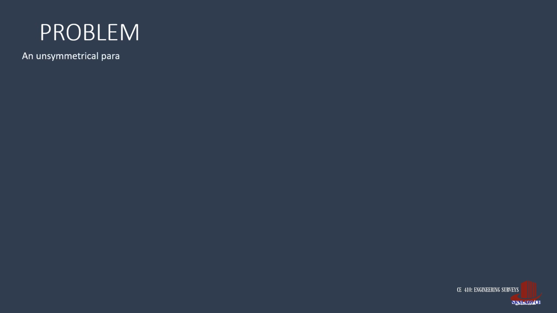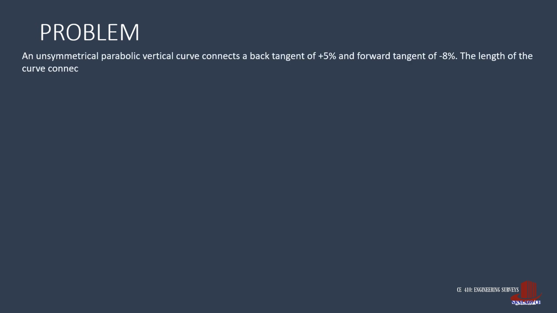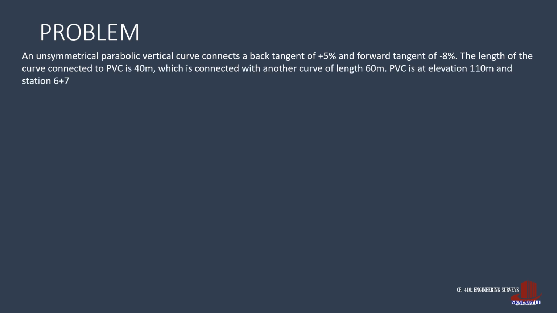There are two curves which connect a back tangent of positive 5% with a forward tangent of negative 8%. The curve after PVC is 40 meters, connected to the next curve of 60 meters. Other details are for PVC, with elevation of 110 meters and station of 6 plus 780. There is also an outcrop located at station 6 plus 800, with an elevation of 108.4 meters.